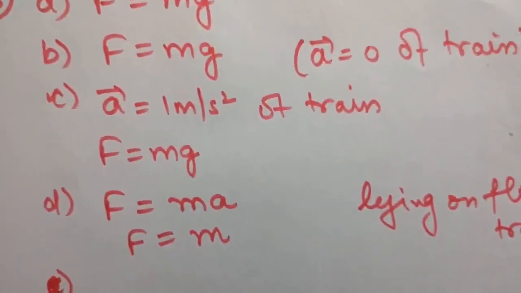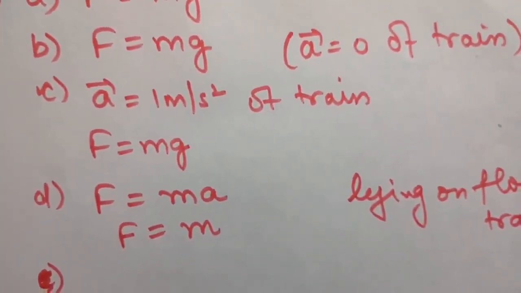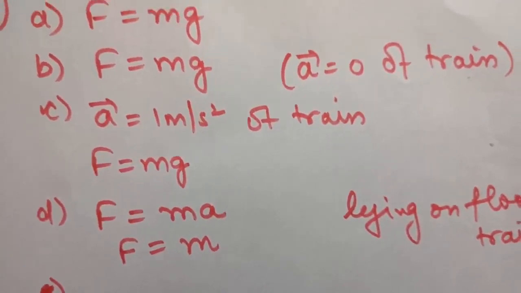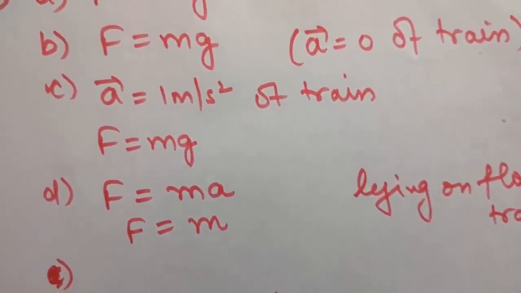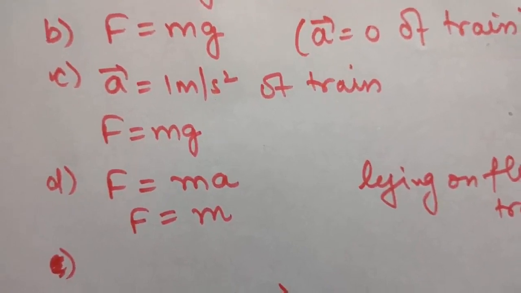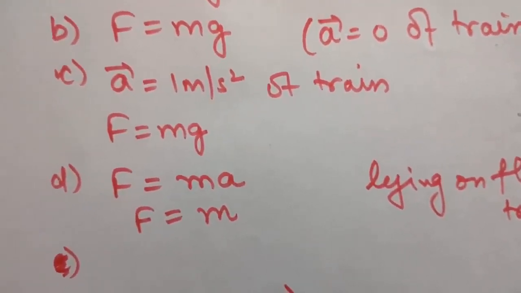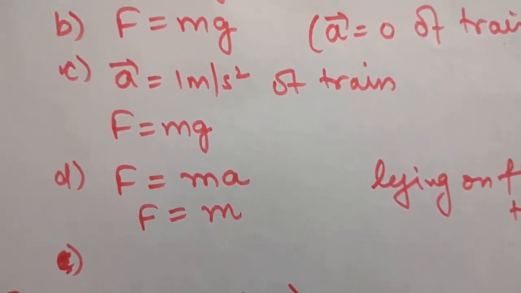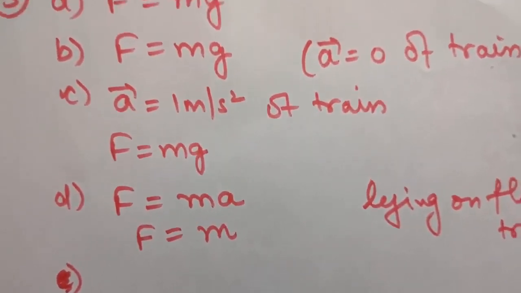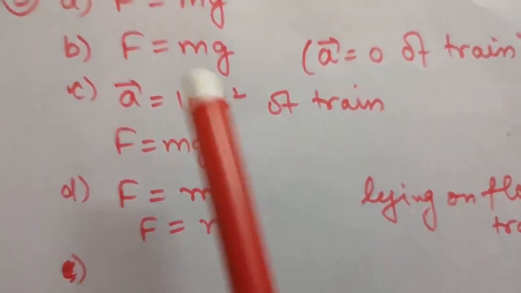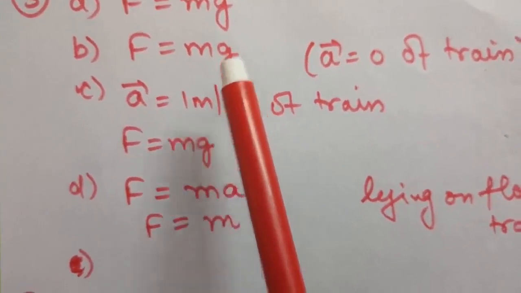Okay, second is just after it is dropped from the window of a train running at constant velocity of 36 km per hour. If the train is running at constant velocity, that means its acceleration is 0. And again, when it is just thrown outwards, again it will be falling under the acceleration due to gravity. So again, force will be mg.